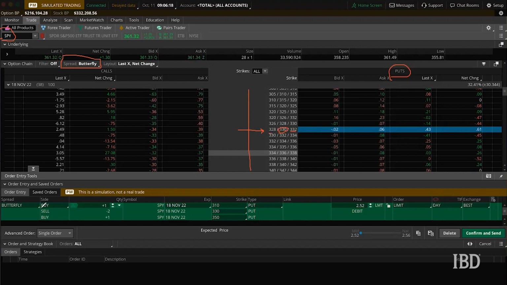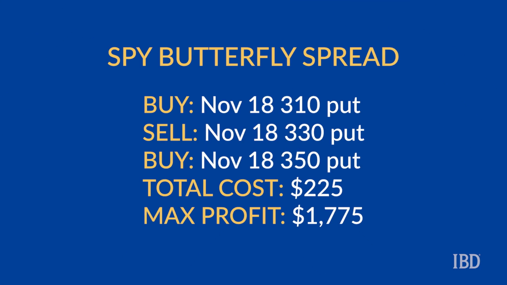So to summarize, we are looking to buy one November 18th 310 put, sell two November 18th 330 puts, and buy one November 18th 350 put. We're looking to buy one November 18th put with a 310 strike, sell two November 18th puts with a 330 strike, and buy one November 18th put with a 350 strike.